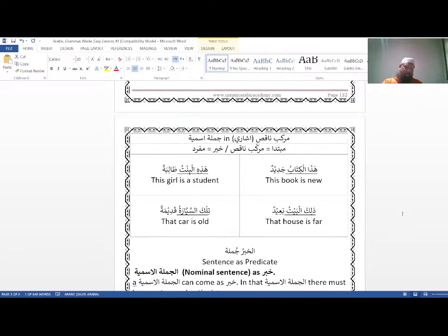Okay, now let's talk about الخبر جملة. خبر, a jumla also can be a خبر. Sentence as خبر. الجملة الاسمية as خبر. الجملة الاسمية can come as خبر.